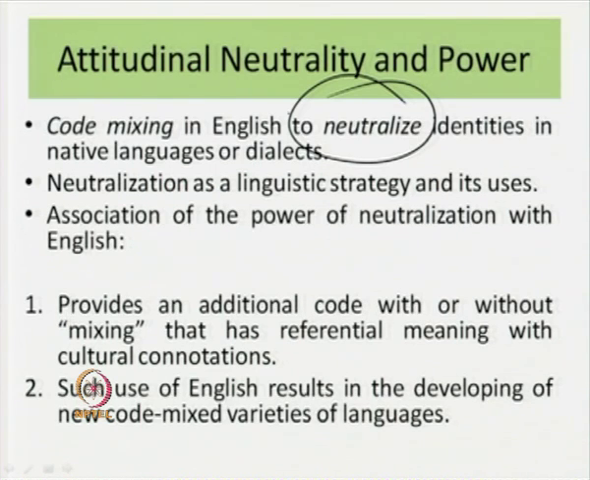Let's look at this slide here. Neutralization as a linguistic strategy and its uses: it provides an additional code, with or without mixing, that has referential meaning with cultural connotations, and such use of English results in the developing of new code-mix varieties of language. This is extremely important, the attitudinal neutrality and power of the English language.